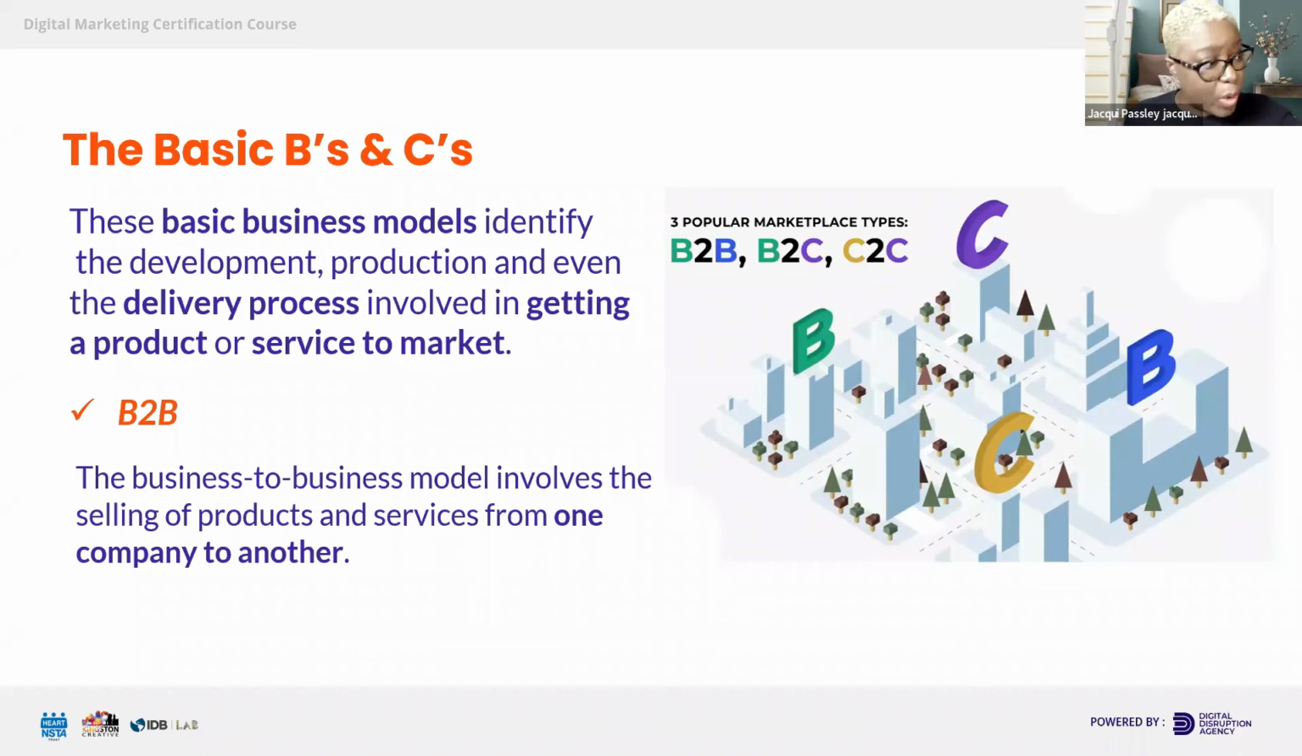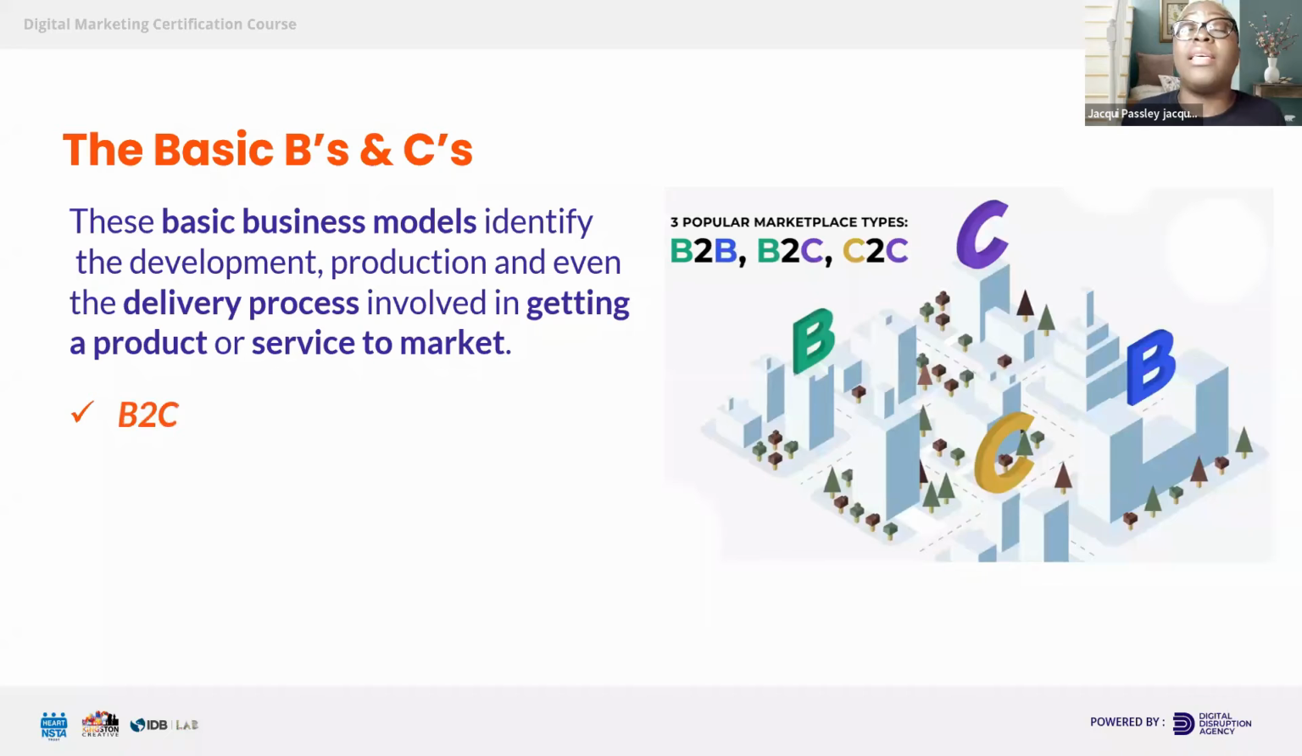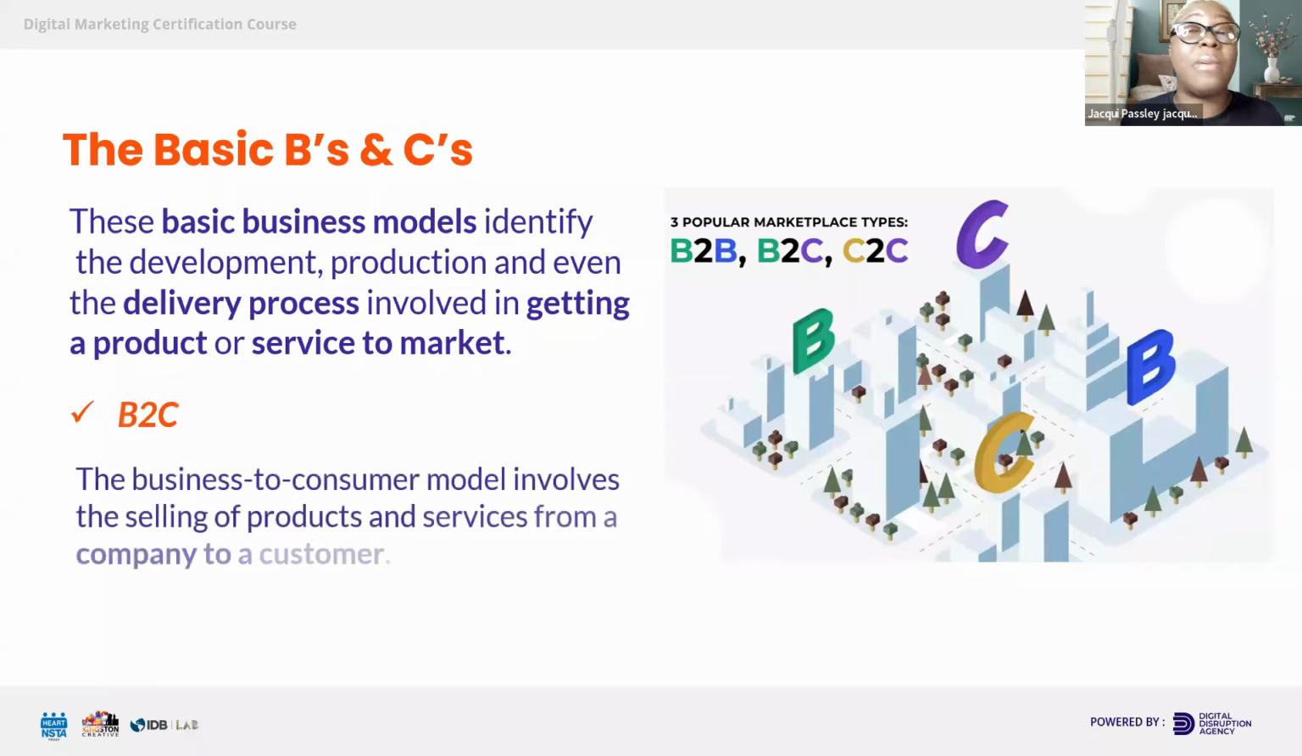When you have a company and you're making products and services for other companies or primarily for other companies, you may have an offering that you're selling to the general public, right? The other B is B2C, or business to consumer. Now, this model involves selling of products and services from a company to a customer. So again, Apple selling you an iPhone, right?